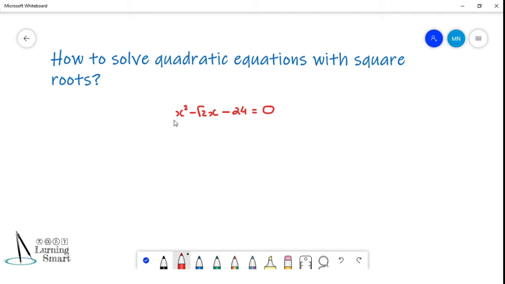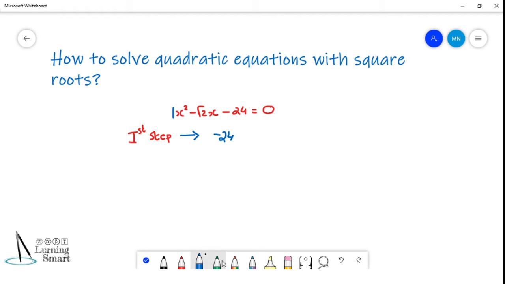The first step is, that is step 1, first step. First step is multiply the coefficient of x square with the constant. So what is the coefficient of x square? It's 1 multiplied by constant, that's minus 24. 1 multiplied by minus 24.